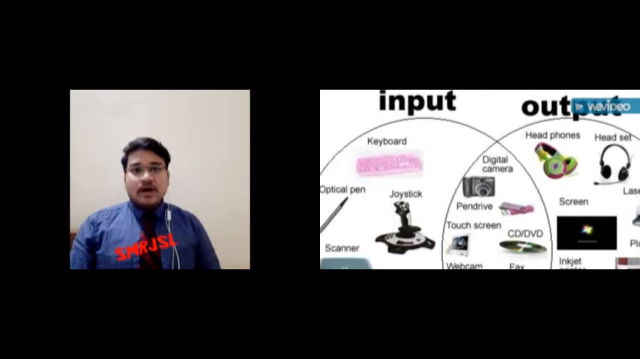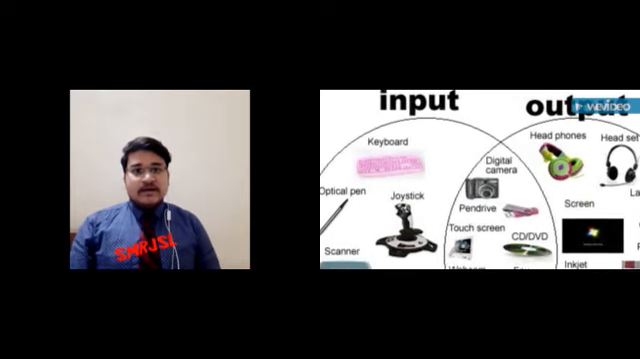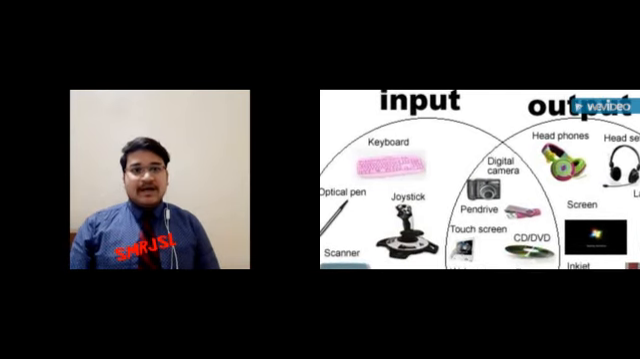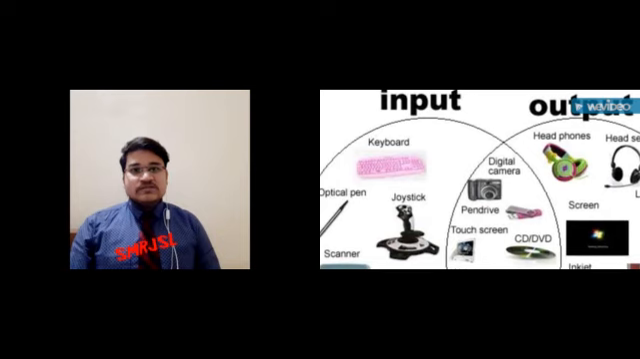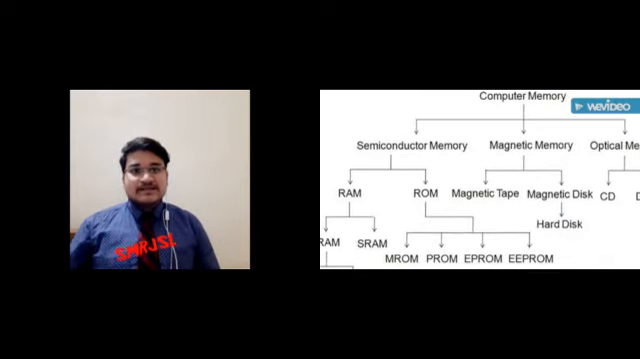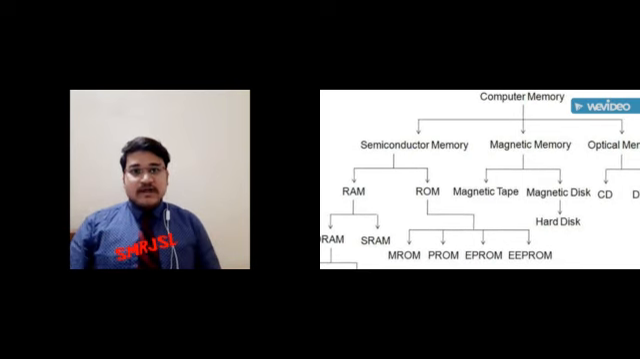Now come to the output devices. Output devices are those devices by which we can get output, like monitor, printer, plotter. With the monitor, we get the output on a screen. Next is the printer, where we get output on paper. Third is the plotter. For large pictures, we use the plotter. And we can also use the projector, like in our classes, students, we use the projector for displaying a picture. So these are the output devices.